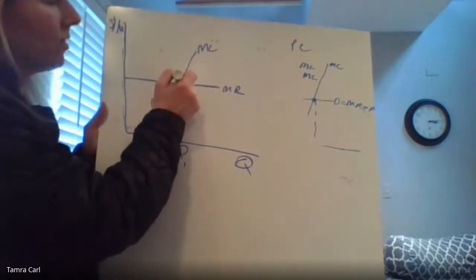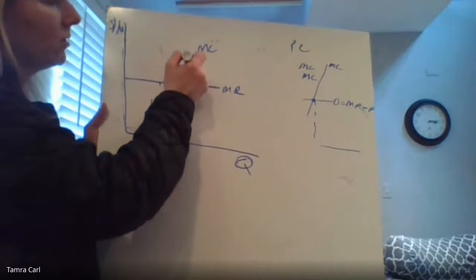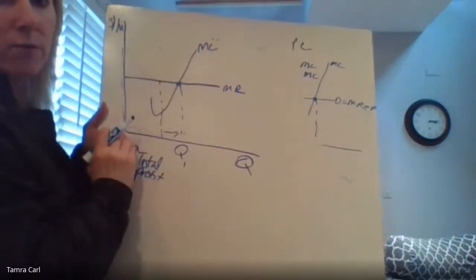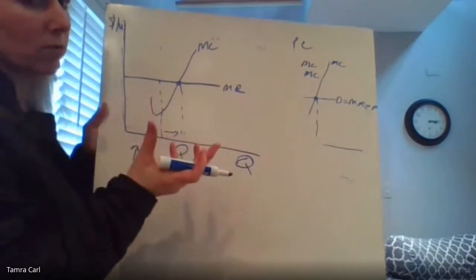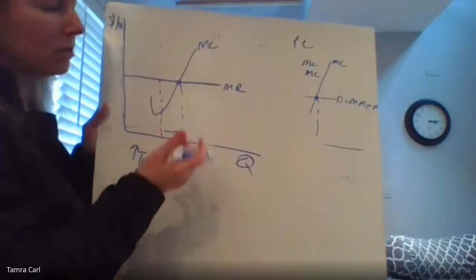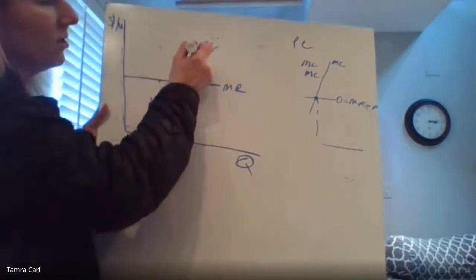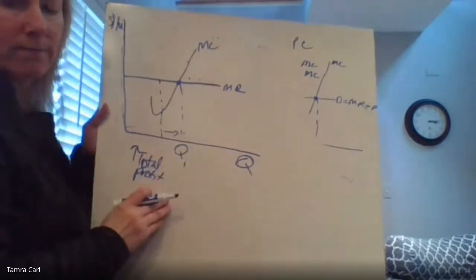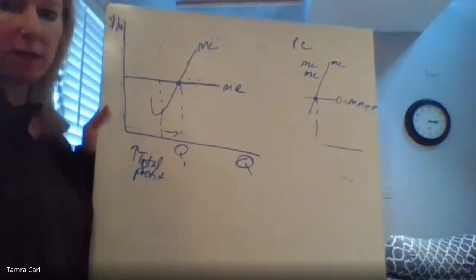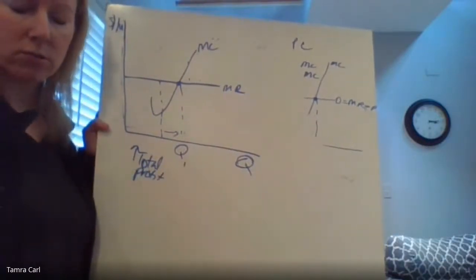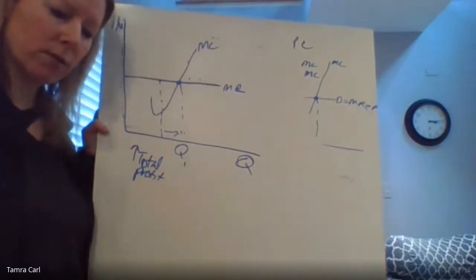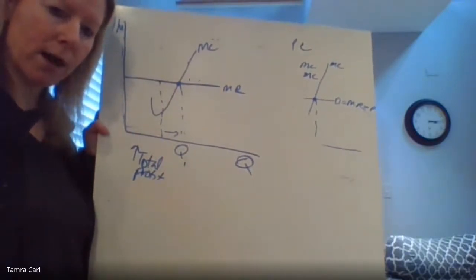Because after Q1, the additional cost per unit is greater than the additional revenue, and so therefore I start to subtract from my total profit. It doesn't mean that my total profit is negative. It just means now my total profit is starting to go down. So these are the types of things I feel like they could be asking us to explain and to be able to do. And so that's where I think it's important to understand the why.